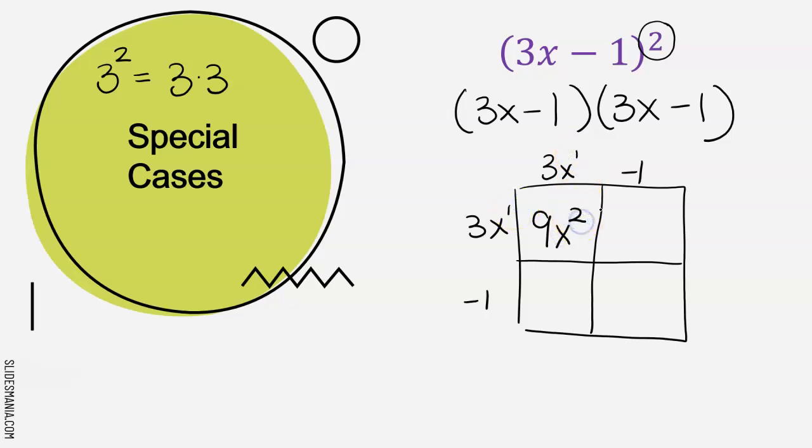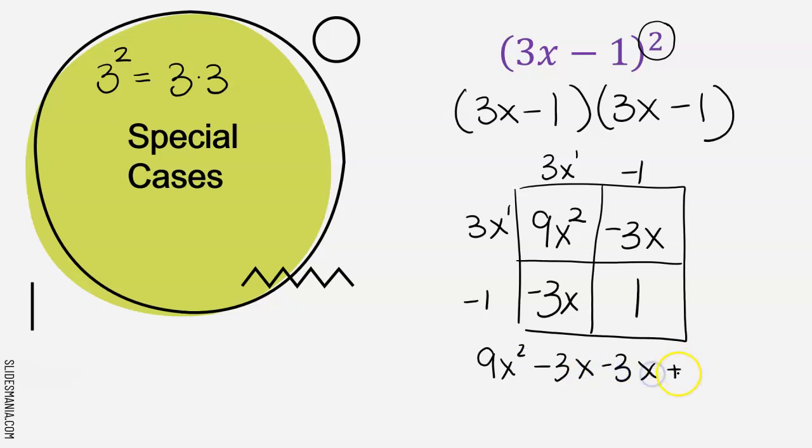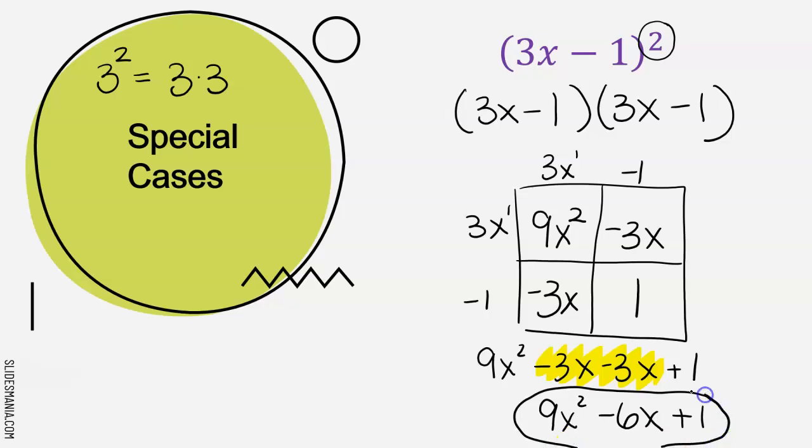So I would get 9x to the power of 2, minus 3x, and then a positive 1. This time, when I add all my terms together, it kind of looks like we might get cancellation, but those middle terms do not cancel. They actually combine together to give us negative 6.